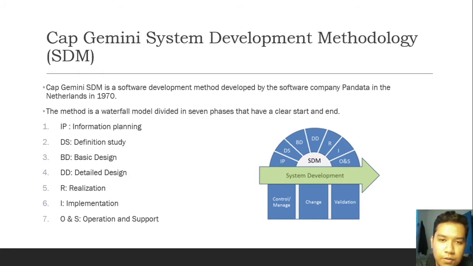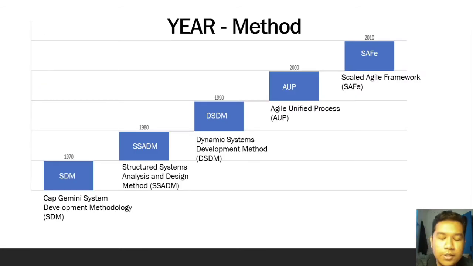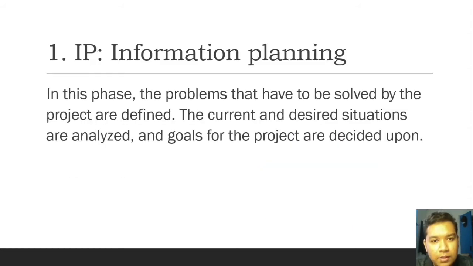The method is a waterfall model divided into 7 phases that have a clear start and end. So these are the phases: IP, DS, BD, DD, R, I, and ONS. I have a very short period of time, like 3 to 4 minutes, so I'm going to explain only 2 of these, which is going to be the first in 1970 and then the current generation, which is 2010. For the SDM, we have IP, information planning.